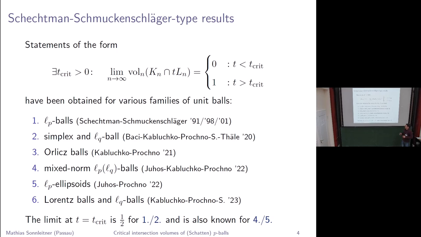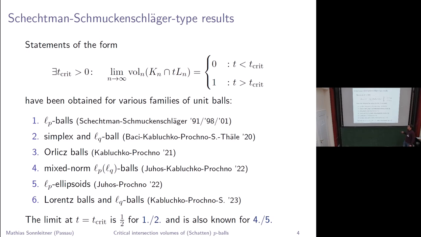In general, I want to focus more on this critical intersection volume, the value of the intersection volume at this critical threshold. In order to explain why this is 1/2, and also what happens for Schatten balls, I want to give a rather general approach to study the volume of such an intersection. In fact, this is related to limit theorems, which would maybe fit into the next event at this trimester, but here it nicely combines geometry and probability.